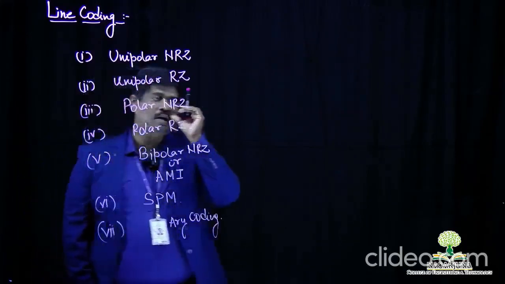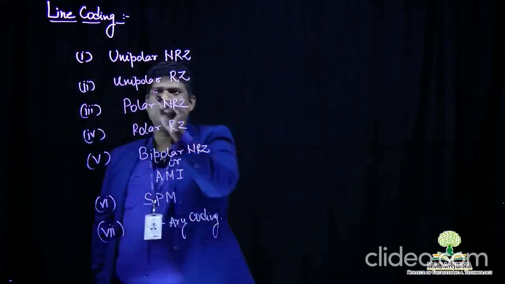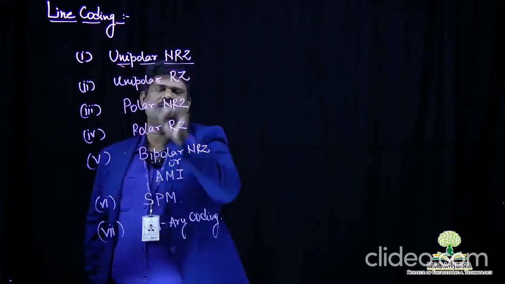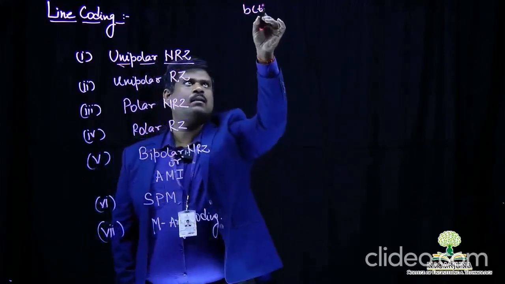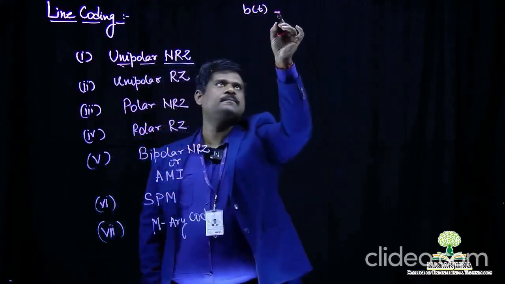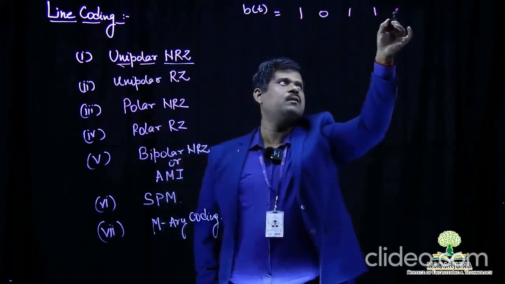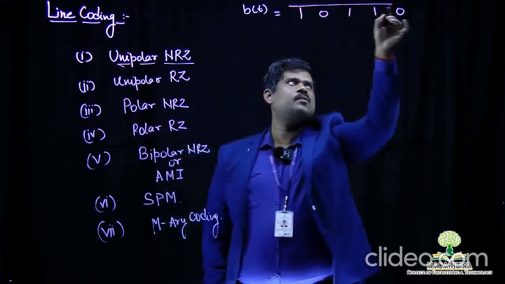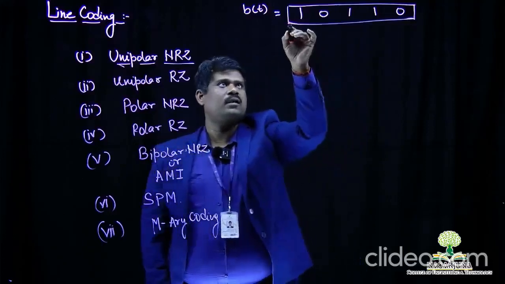So what is unipolar NRZ? According to the nomenclature, two terms are there. First is unipolar and second is NRZ. Suppose, for example, we have a binary data sequence 1, 0, 1, 1, 0. Let us represent this binary data sequence in the form of different line coding techniques.